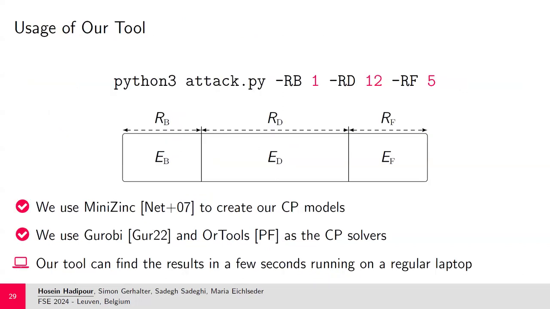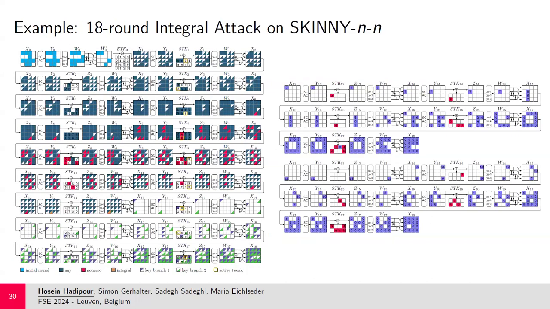This shape represents a black box view of our tool. You need to specify only the number of rounds that you want to attack. You call the tool, and it gives you the complete attack, like this. All you need for key recovery, essentially, you don't need to do anything else. You have the complete attack, including time, memory, and data complexity evaluation.